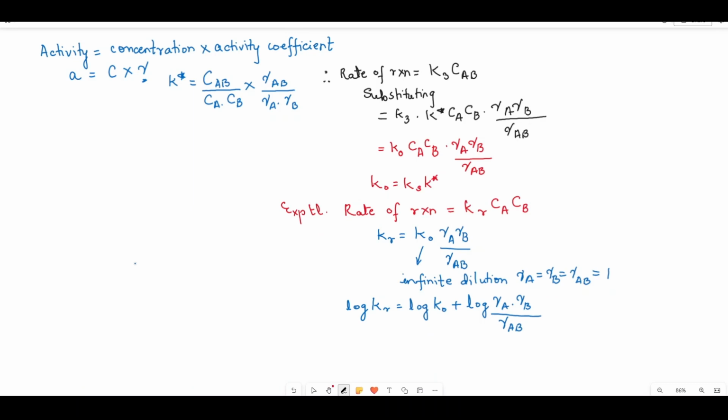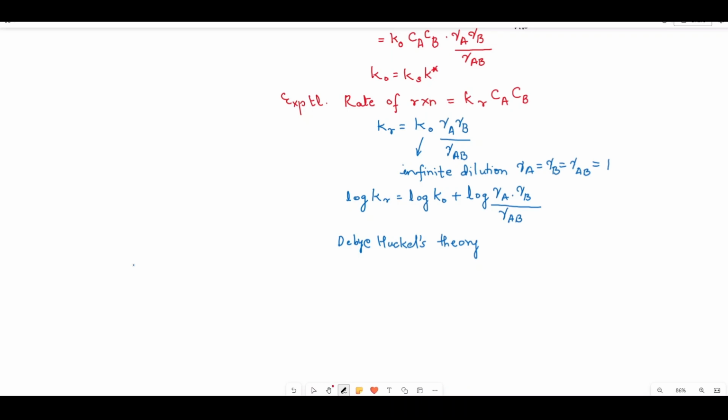But according to Debye-Huckel's theory, the activity coefficient of an ion of charge Z is related to the ionic strength mu of the dilute solutions by the expression minus log of gamma is equal to 0.509 Z square under root of mu. This happens at 25 degrees centigrade.